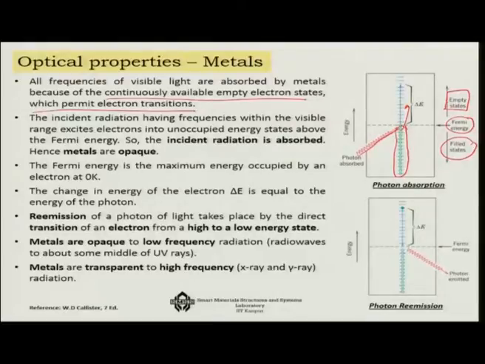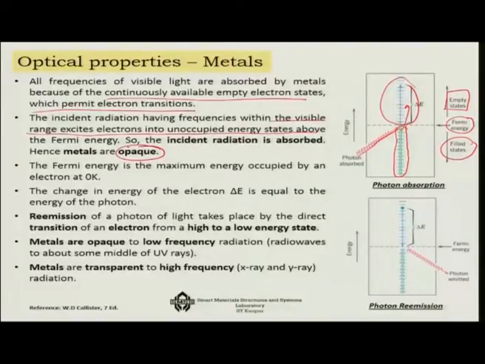So the incident radiation having frequencies within the visible range excites the electrons into unoccupied energy states like these, above the Fermi energy level. So the incident radiation is absorbed, and hence metals are opaque, because it is not allowing any light to pass through it. It uses the entire light to excite its own electrons, and that is why it is opaque. Now the Fermi energy is the maximum energy occupied by an electron at 0 degrees Kelvin. That is the way it is actually defined.